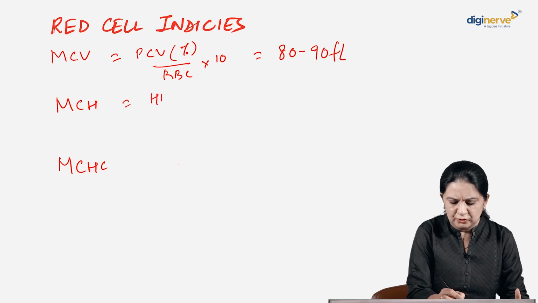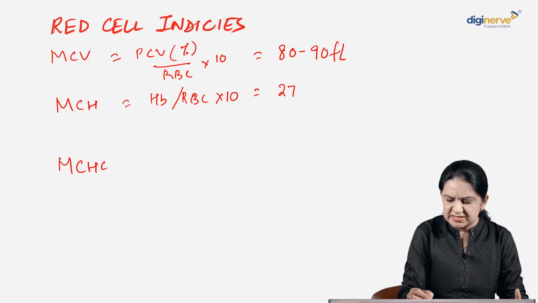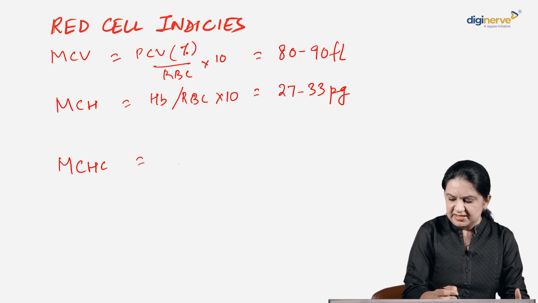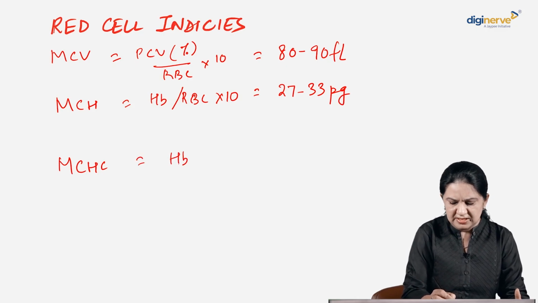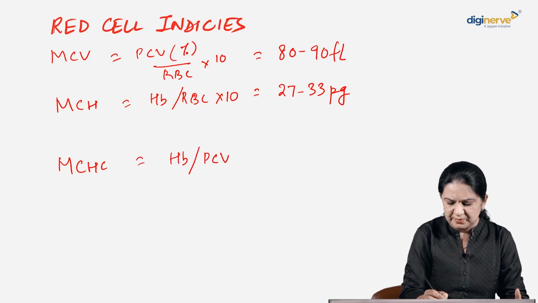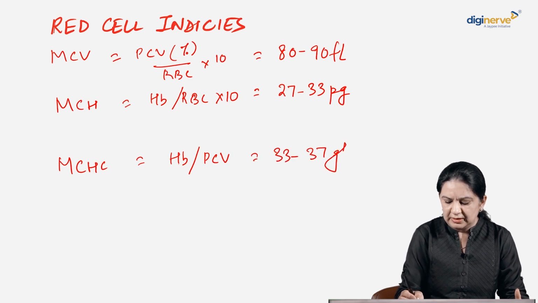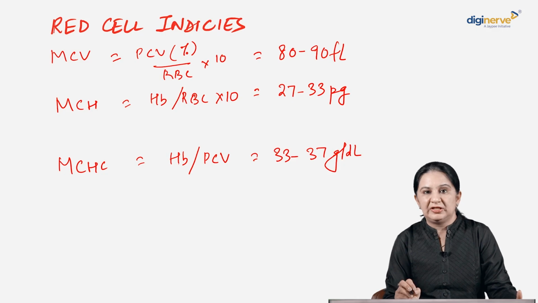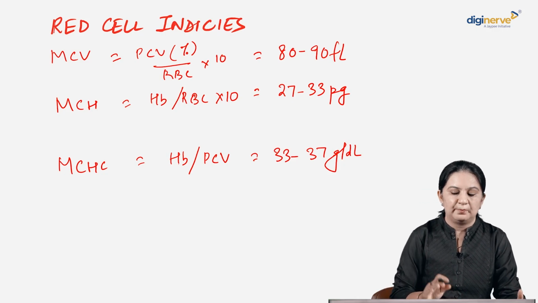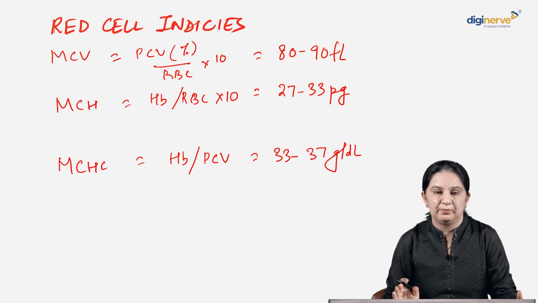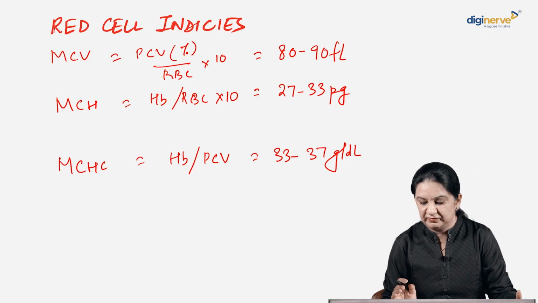MCH is hemoglobin divided by RBC into 10. This is usually 27 to 33 picograms. MCHC is calculated as hemoglobin divided by PCV. This is usually 33 to 37 gram per deciliter. So you need not learn these formulas, but their values are definitely important. You just need to have an average idea of the values.